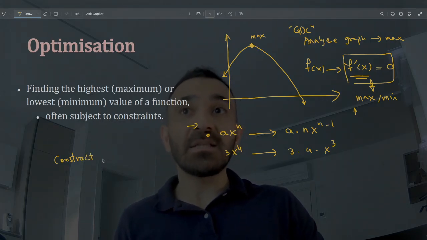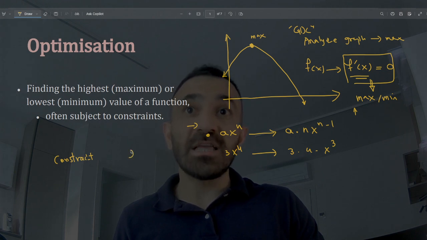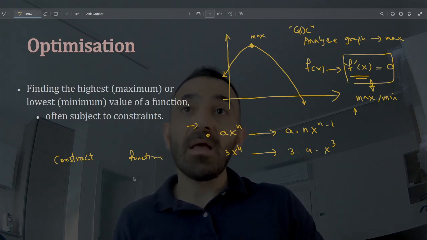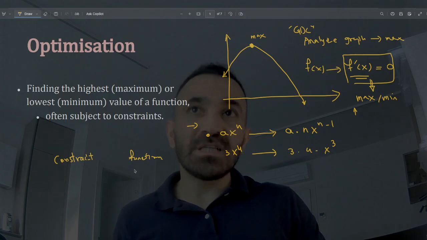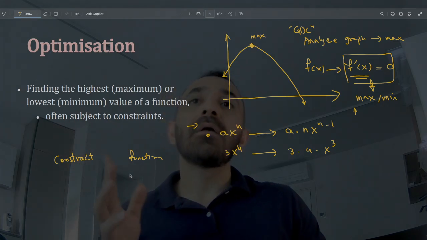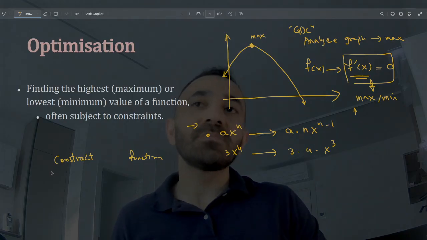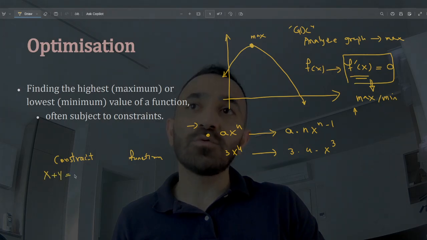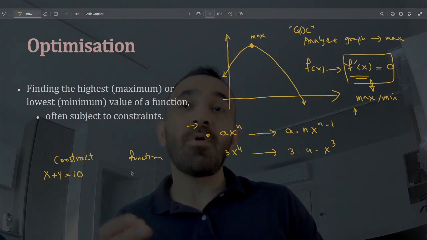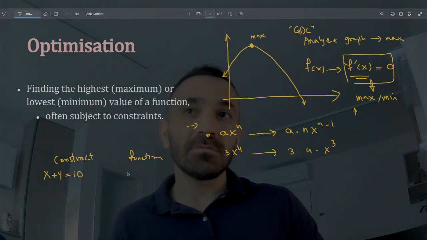Based on that constraint, a function is given to you. But the problem is that the function is based on 2 or 3 variables. So for example, the constraint is that the sum of two numbers, the addition of two numbers, x plus y equals 10. Can you tell me what is the maximum value of their multiplication?